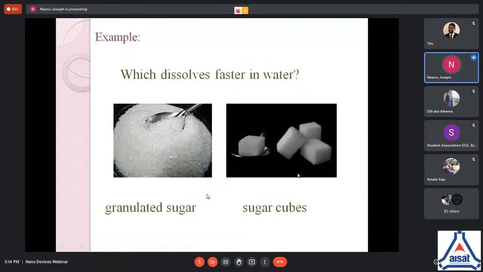In one example, I can show you sugar. The first picture shows granulated sugar, and the second shows sugar cubes. You can imagine which dissolves faster in water.